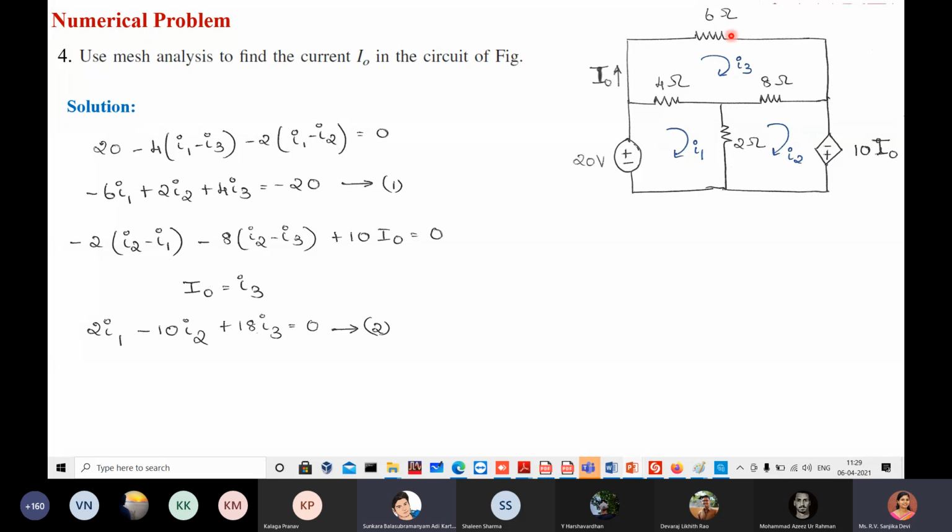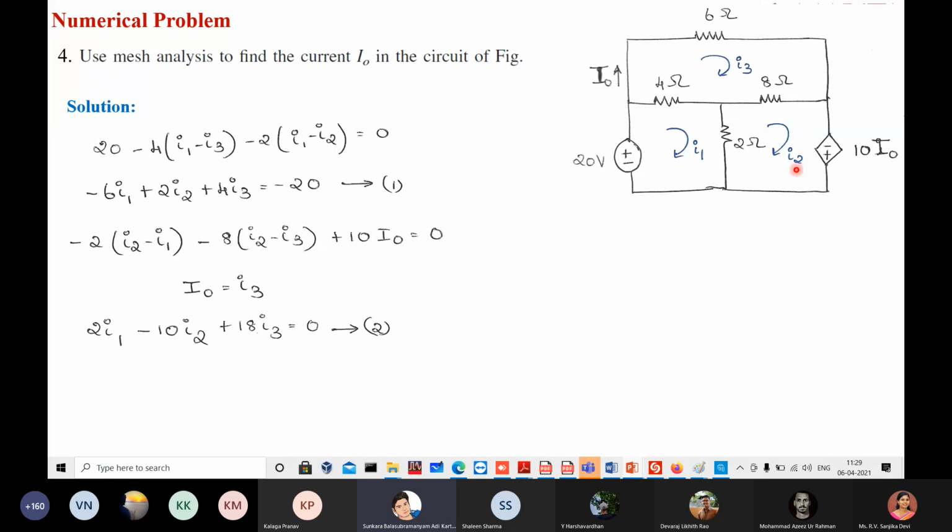Ma'am, don't we need to multiply the I2 to the 10 I naught, ma'am? We should not multiply. Why we should not multiply is, for KVL you require voltages. This is a voltage source. It is dependent on a current, but 10 I naught is a voltage source. Altogether, this 10 I naught will give a voltage value. Okay. So there is no need for multiplying with I2. Only for resistances you have to multiply with current to get the voltage. For KVL, all the individual terms in the KVL equation should be a voltage term.